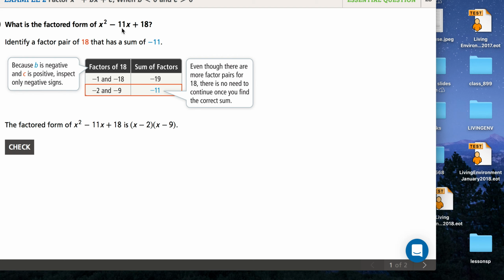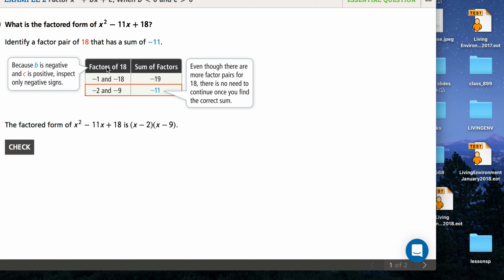Because b is negative and c is positive, inspect only negative signs. So this is a shortcut. You're not going to inspect all the numbers that give you 18. Of course, we have more factors of 18, but we're trying just negatives because these are the shortcuts. Immediately you have to know that when b is negative and c is positive, we inspect only the negative signs.